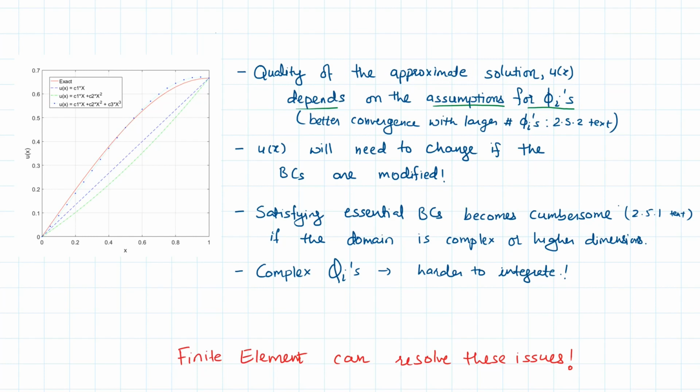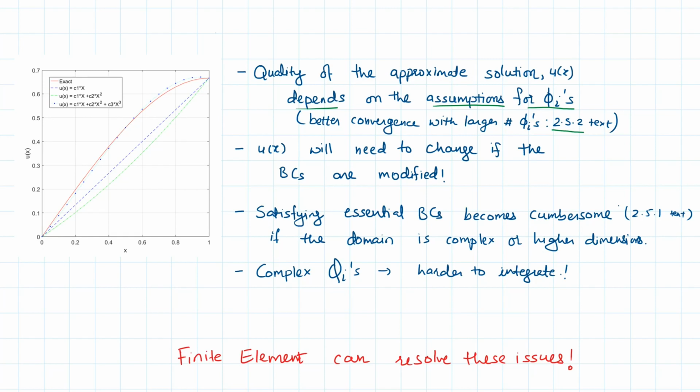But it is important to keep in mind that since our exact solution contains the term x cubed, and if our assumption for the phi's does not have any x cubed term, we will never get to converge with the exact solution. And this is described more in detail in the section 2.5.2 in the text.